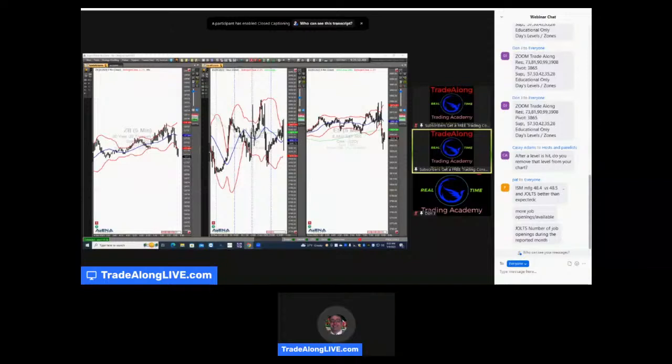All right, well, we got up to 52, 3 area there, and we had resistance around 55. Couldn't get up there. Now we're coming back off of it here a little bit.